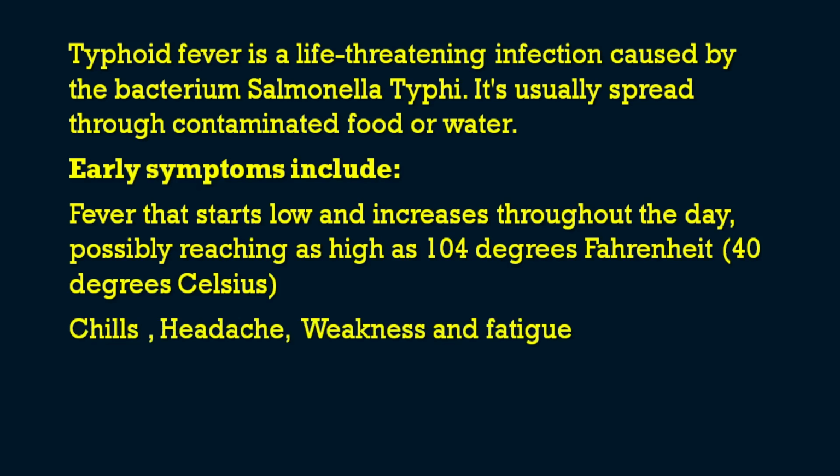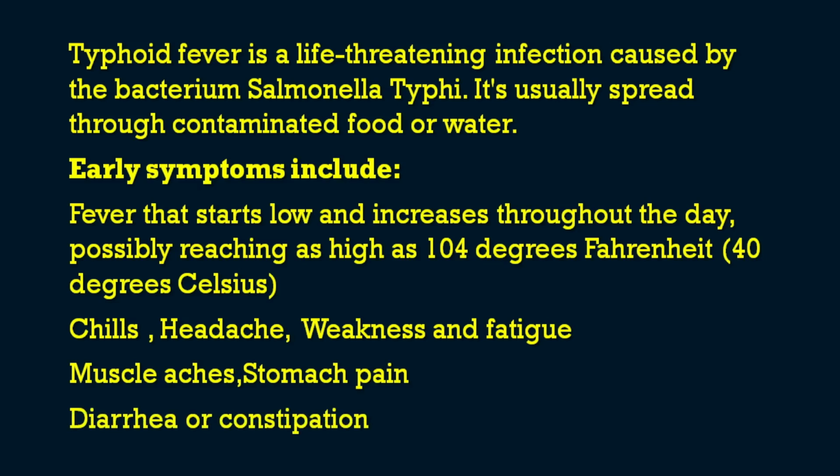Then there will be chills, headache, weakness and fatigue. Then muscle ache and stomach ache will be there. Diarrhea and constipation will be there, and finally a typical rash will be there. So these are the early manifestations of typhoid fever. In this, cough is not there.